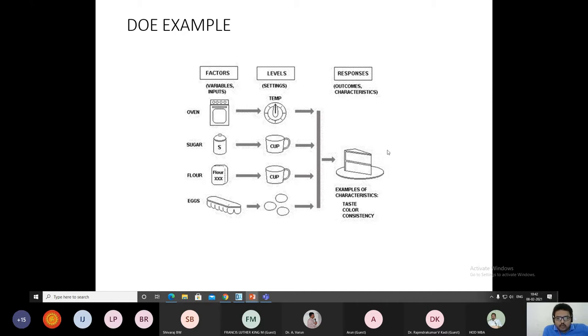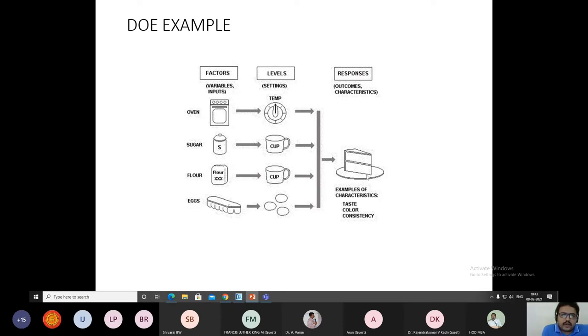So if your job is to make a better cake with good taste, color, and consistency, then you should be able to have control. You should have control variables of the microwave oven with the temperature and time and the quantity of sugar and the quantity of flour and the quantity of eggs. And after that, you will work on the mixing of this sugar, flour, and eggs, and you will analyze the temperature. You will get to know the temperature required, etc.